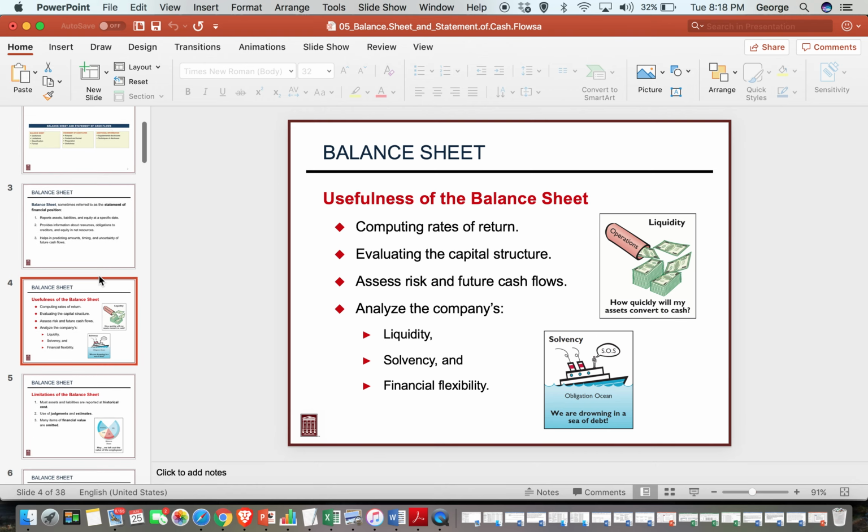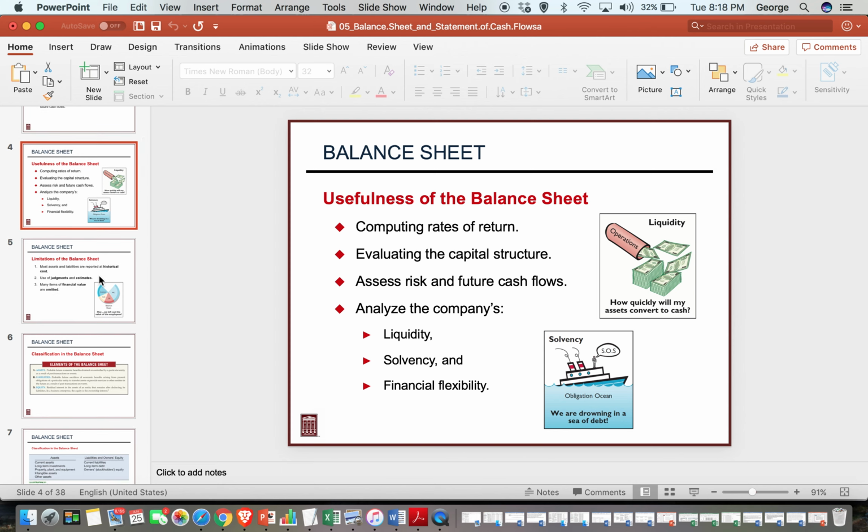So the usefulness of the balance sheet, compute rates of return. So for instance, I compute return on assets or return on equity, or I take an income. So I need the income statement to help me here, but I'll take income and divide by total assets. I'll have return on assets. Evaluate the capital structure. So is this company highly leveraged, meaning it has a lot of loans, has a lot of debt, or is it basically a company with no debt and they raise all their money through either company operations or issuing stock?